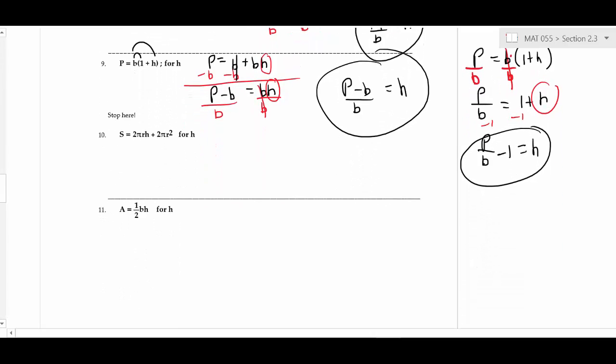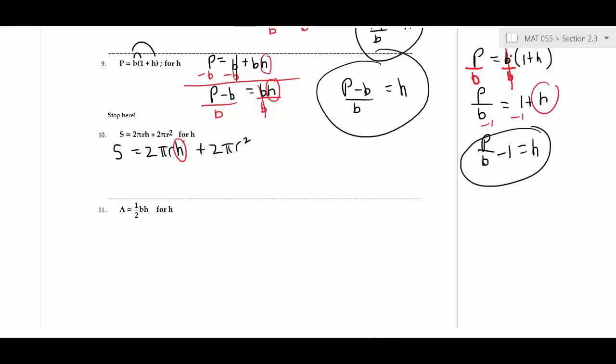These you have to do. I think number 10 is similar to what we were doing. So if we start this, S equals 2 pi r h plus 2 pi r squared. This is a surface area formula, I think. So we're going to get h by itself. When you get more stuff in the problems, it seems to confuse students more. The way I look at this problem is, this is just one big number. It's just one big thing.